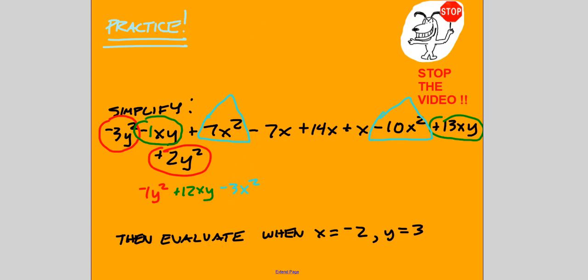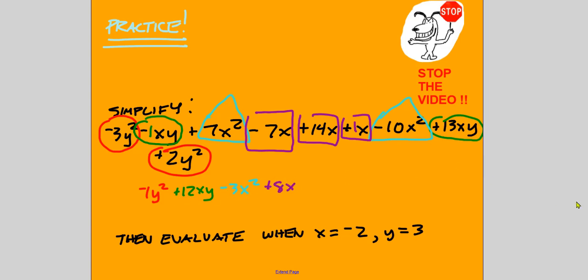Okay, now I have a 7x, minus 7x. Okay, then I have a 14x right next to it. Then I have a plus, put a 1 there, a plus 1x right next to that. Okay, so that's going to be 14 plus 1 is 15. 15 minus 7 is 8, so it's going to be positive 8x.